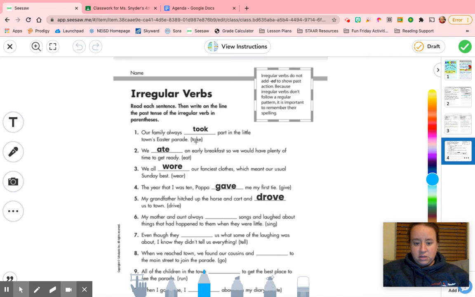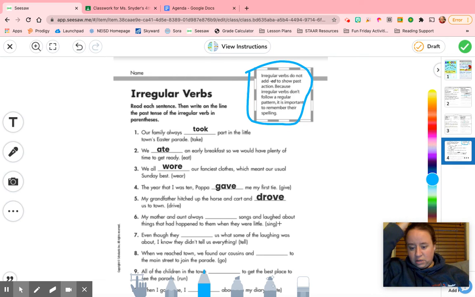So you're using this word in the parentheses and you're thinking about what it would be in past tense. So just like this says up here, you can't just add an ed to these. These are irregular ones. So our family always took part in the Little Towns Easter Parade. We ate an early breakfast. We all wore our fanciest clothes. Papa gave me my first tie. The horse and cart drove us to town. So taking these verbs and thinking about, okay, what would it be if I'm talking about this in past tense?